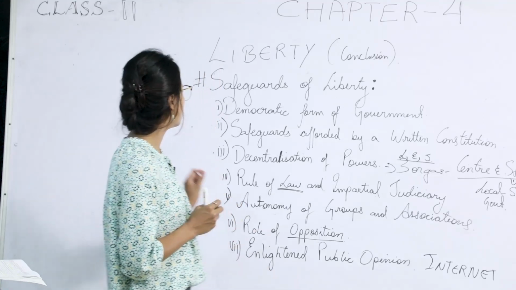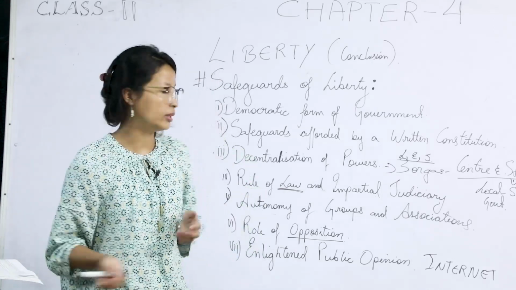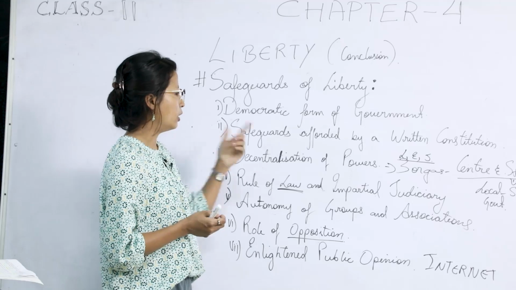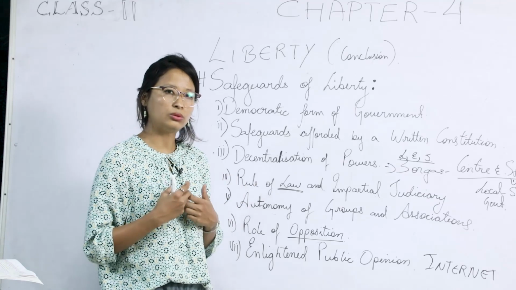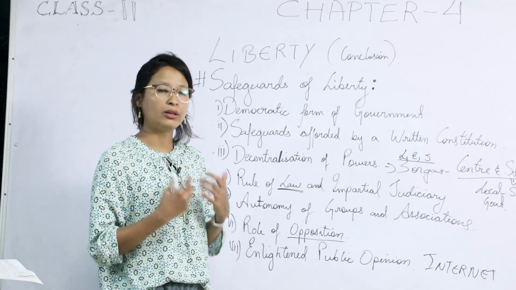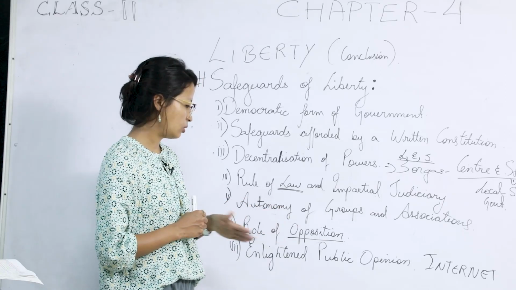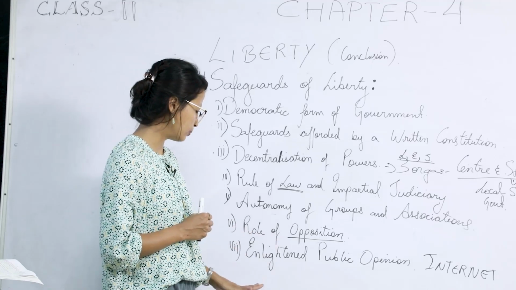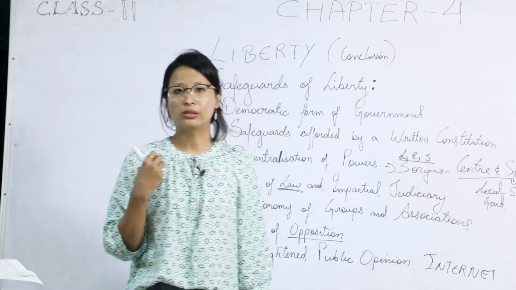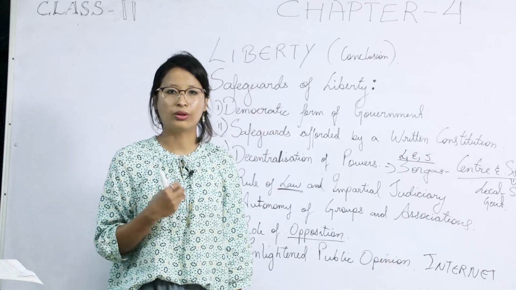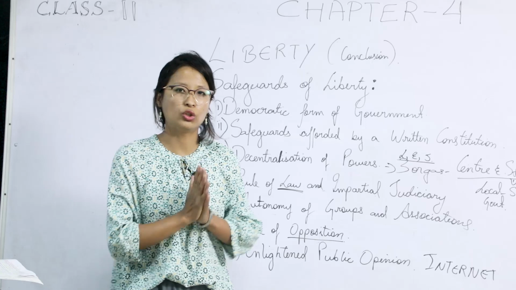All right, so these are the 7 points in which your liberty can be safeguarded. That is having a democratic form of government, a written constitution, decentralization of power, and the rule of law. That means the state has to rule according to the laws that have been laid down by the constitution. We have the role of groups and associations, the role of opposition, and the last point is enlightened public opinion, where the internet has revolutionized the public opinion of the masses to a very great extent. So these are the 7 points in which it will safeguard your liberty.